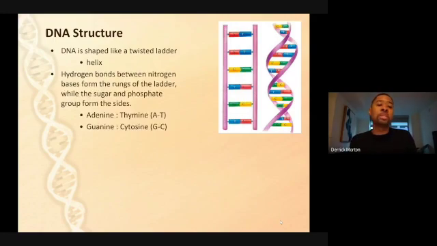In this DNA structure, hydrogen bonds between the nitrogen bases form the rungs of the ladder, while the sugar and phosphate groups form the sides. The adenine and thymine base pairs and the guanine and cytosine base pairs are the stairs, right? They're what you're walking on in a ladder. The adenine and thymine base pair together, and the cytosine and guanine base pair together. They have special properties that allow them to base pair with these particular bases.